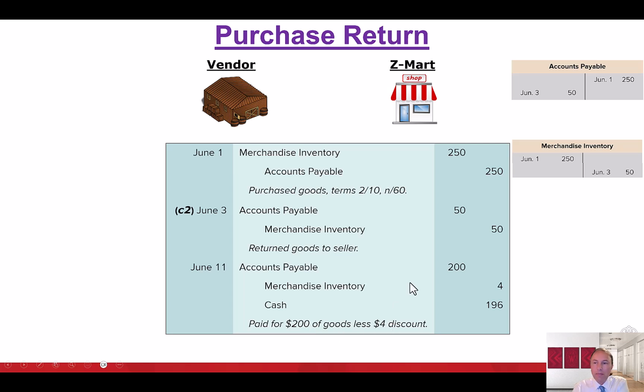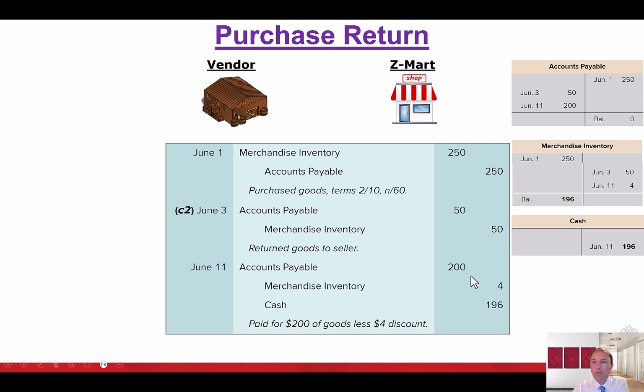So now in this last entry, because this balance should be $200, we wipe out the accounts payable. Merchandise inventory just got $4 cheaper because we took advantage of that discount, and we're going to send them a payment for $196. Let's go ahead and post that to our T accounts. Yep, there we go. We wipe out our liability. Our merchandise now cost us $196, and we paid cash $196 in that last entry.